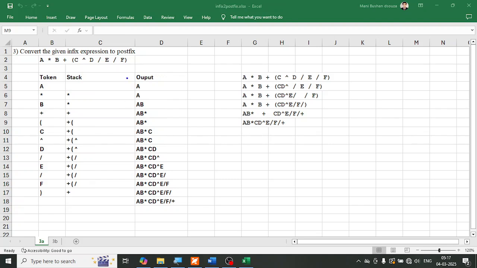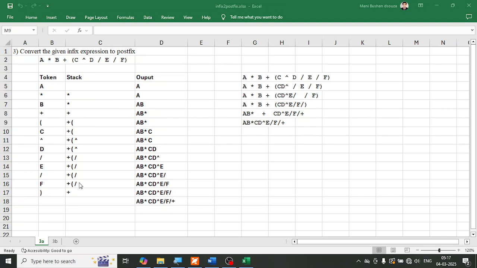Now let's go to the next one. Next one is the F. F is an operand, so you don't do anything with the stack. You just put that into the output. Okay. After that, you have the closing bracket.